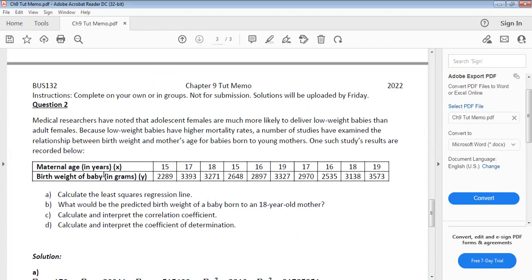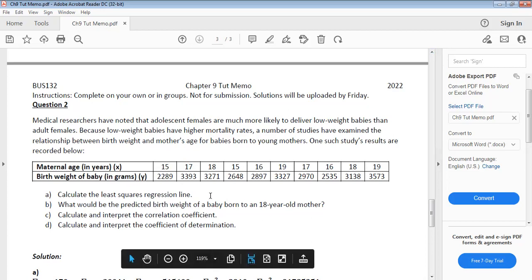So you have maternity age and the birth weight of babies. The questions will be the same as I have told you on this chapter. So you just have to practice this, especially since you have a quiz tomorrow. If you just practice this, I think you'll be able to understand the whole of chapter 9. So, calculate the least square regression line, the same question.